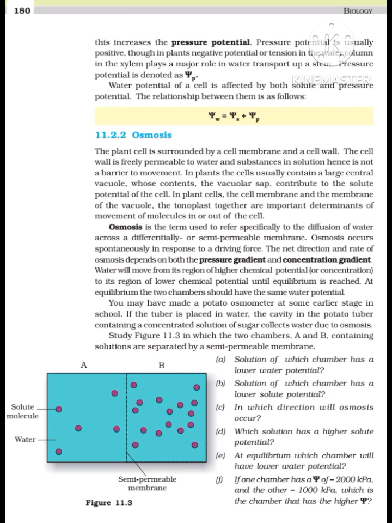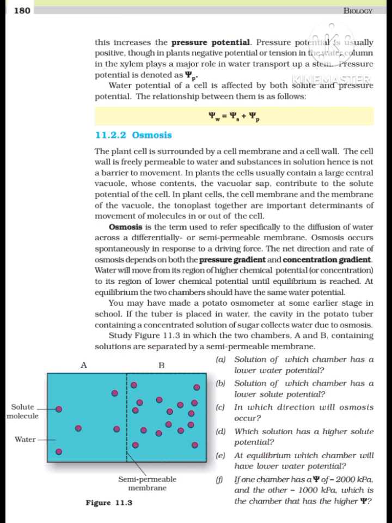Osmosis is the term used to refer specifically to the diffusion of water across a differentially or selectively permeable membrane. Osmosis occurs spontaneously in response to a driving force. The net direction and rate of osmosis depends on both the pressure gradient and concentration gradient. Water will move from its region of higher chemical potential, or concentration, to its region of lower chemical potential until equilibrium is reached. At equilibrium, the two chambers should have nearly the same water potential.